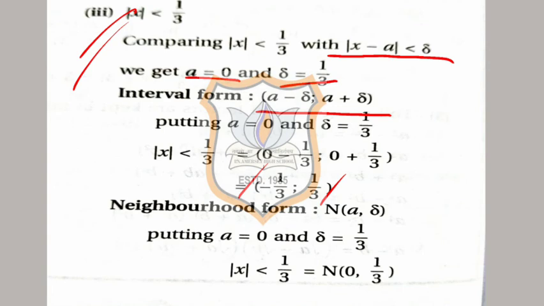Now what is the neighborhood form? N a delta. Now here a is 0, delta is 1 by 3. So our answer will be N 0, 1 by 3.